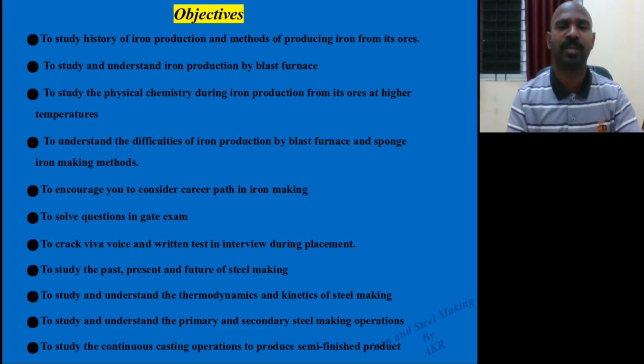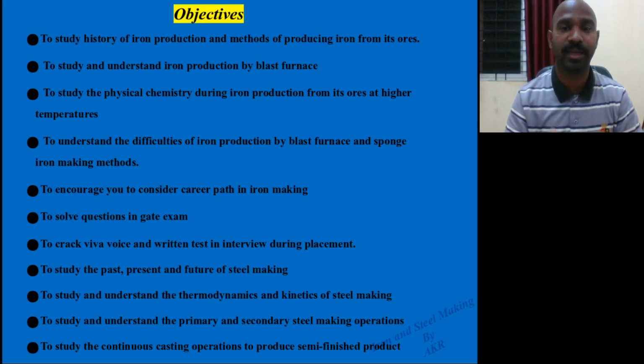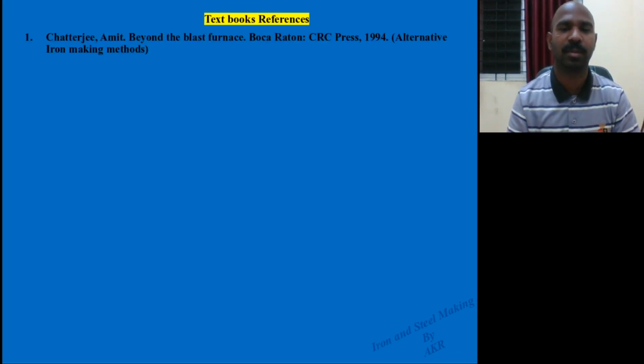Finally, you produce semi-finished goods such as slab, billet and bloom by the continuous casting operation, which is the end of the steel plant. After that, it goes to the manufacturing and finishing operations such as mechanical working processes, hot rolling, hot extrusion and hot forging processes. Now, let us know a few textbook references for this course.